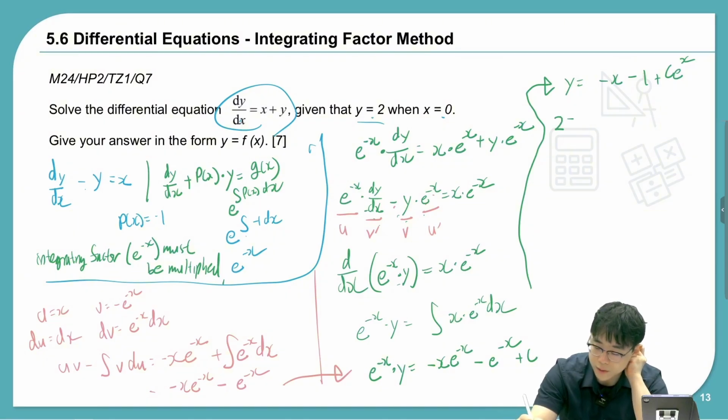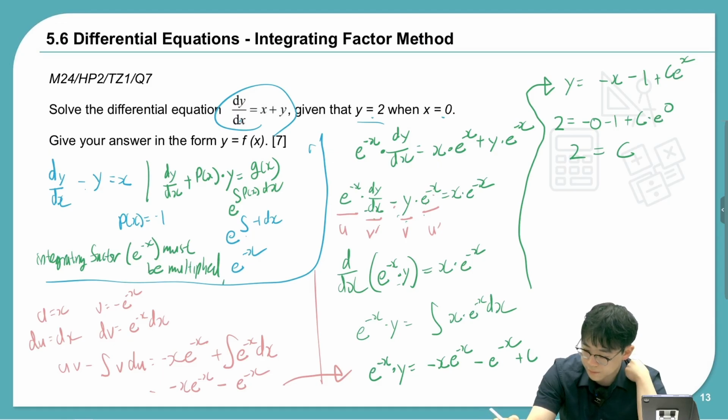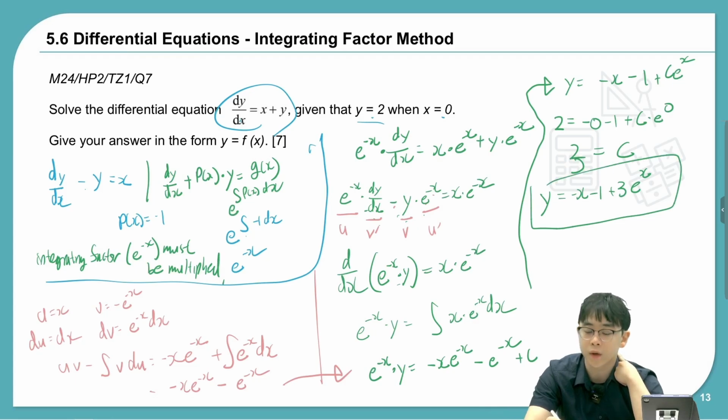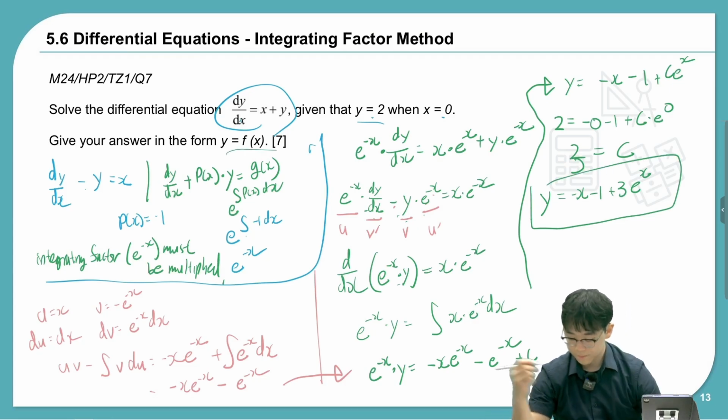So if y is 2, x is 0, we would get c is going to be 2, right? So if c is, so c would actually be 3. So y would be negative x minus 1 plus 3 e to the power of x. Okay, so that's what we would get for y in terms of x. Okay.